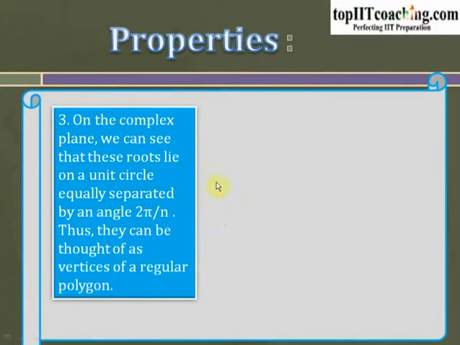The third property is, on the complex plane, we can see that these roots lie on a unit circle equally separated by an angle of 2 pi by n. Thus, they can be thought of as vertices of a regular polygon.